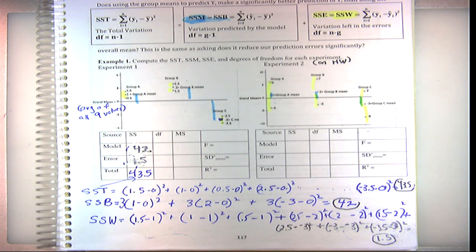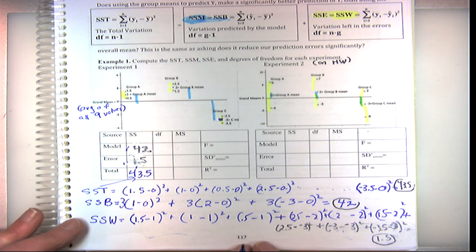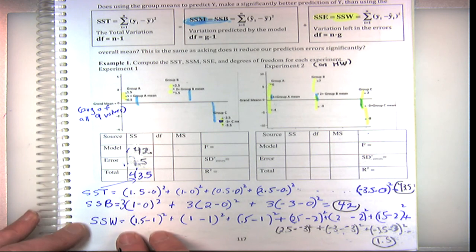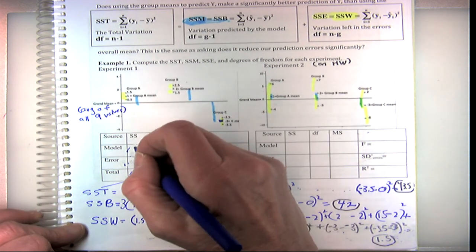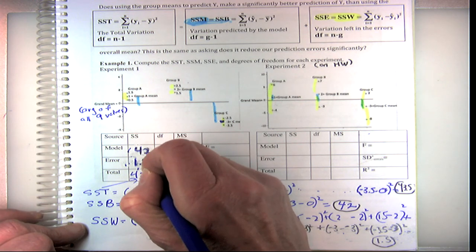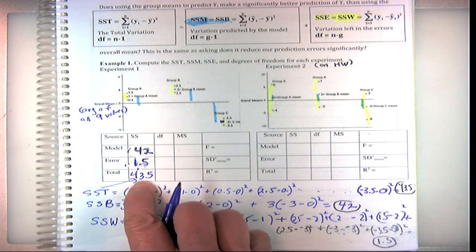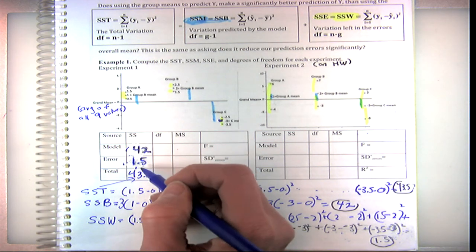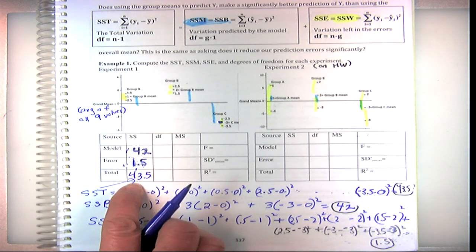All right, so what have we done so far? We've calculated these sum of squares total, between and within, and we got 42 for the model, 1.5 for the error, and 43.5 total. And, of course, 42 plus 1.5 has to sum to 43.5.